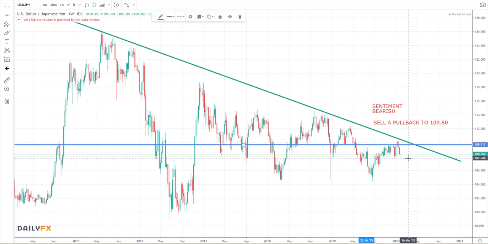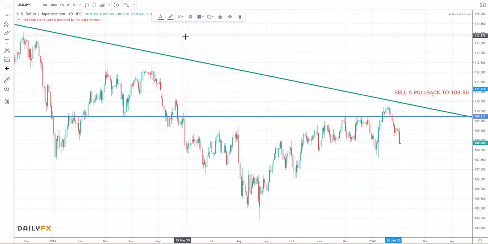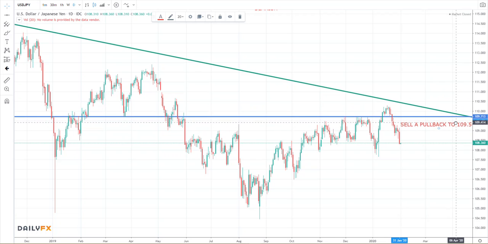I also have a note, sell a pullback to 109.50. So that's a note to myself, not giving you advice, telling you what to do, but what I'm looking to do is sell a pullback to 109.50. So this is the daily chart, and we see price moving away. And actually, price may not pull back that far. I could even say sell a pullback to 109, because what I'm attempting to do is see this resistance line.